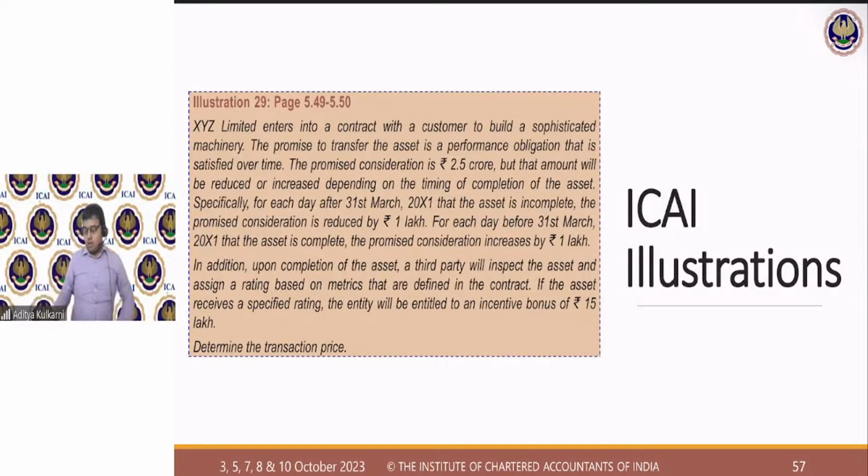Okay. All right. I want you to go through illustration number 29 right now, and see whether you can solve it. Vimal has asked 2 questions on penalties.